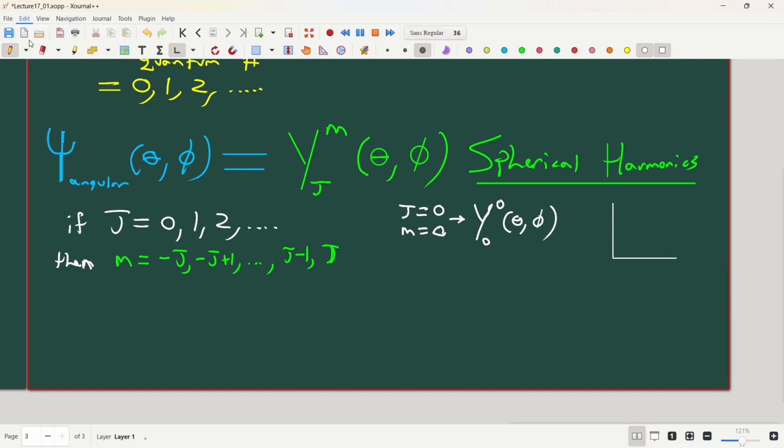I need a full plot. So just to make things easy, I'm going to convert back to x, y, and z, because we always think in terms of Cartesian coordinates. It's easier to visualize things in Cartesian coordinates.